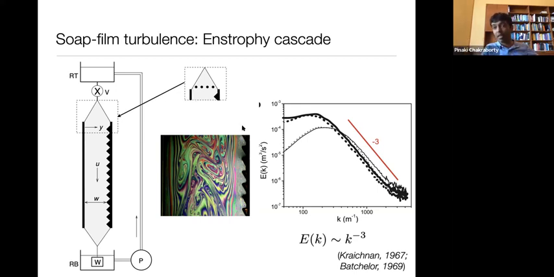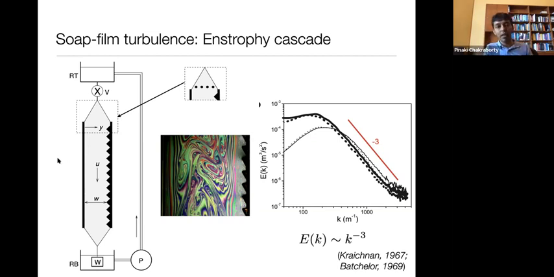And going back to the theoretical analysis by Kraichnan and Batchelor, we know that for 2D decaying turbulence, what you're going to have is the so-called enstrophy cascade. The important part for us is that the energy spectrum has a spectral exponent equal to 3. And here are some measurements that we have done to indeed verify that our film corresponds to the spectral exponent of 3.